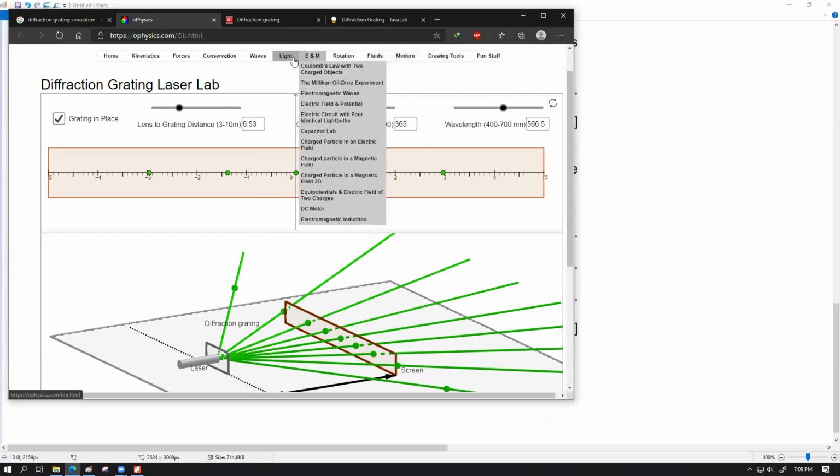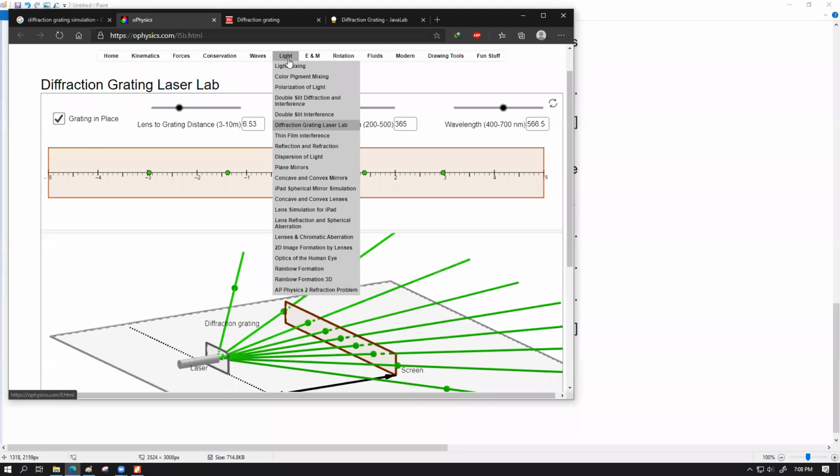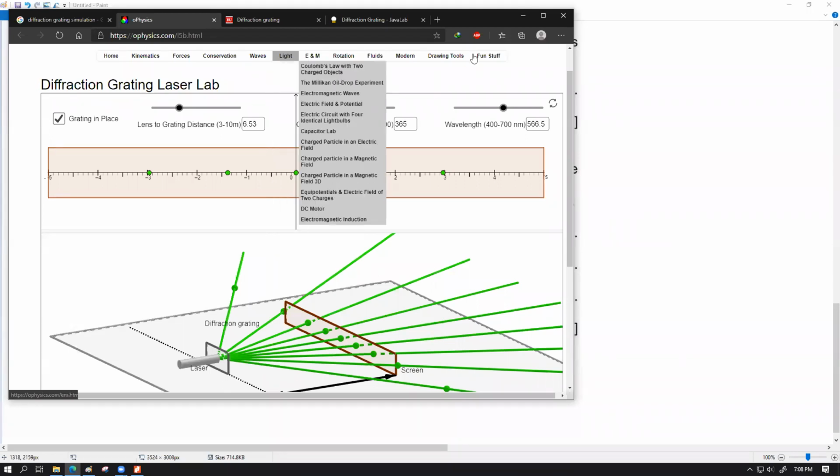We apparently have a lot of stuff over here. Interesting. This is beautiful. I should bookmark this.